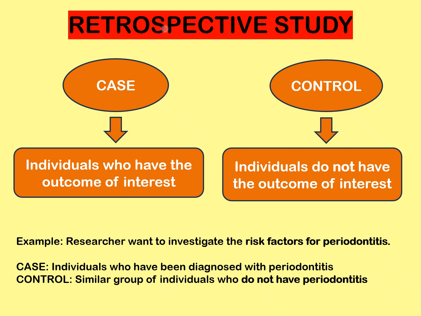So let's first understand what case and control represent in a case control study. Cases represent the individuals who have the outcome of interest, whereas controls are the individuals who do not have the outcome of interest. So let's first see an example. Researchers want to investigate the risk factors for periodontitis. Here, the cases include the individuals who have been diagnosed with periodontitis, whereas controls include the individuals similar to the cases but who do not have periodontitis.